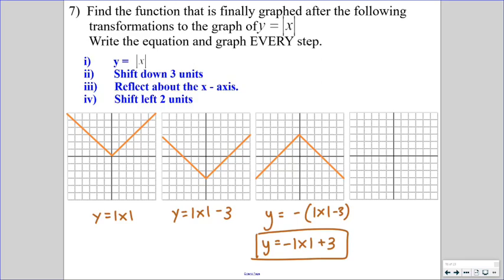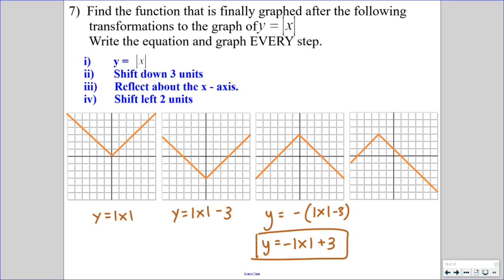All right, so then last step here, we are going to shift everything left 2. So I'm going to take this function from step 3, we're going to move everything to the left 2. That's what the graph looks like.